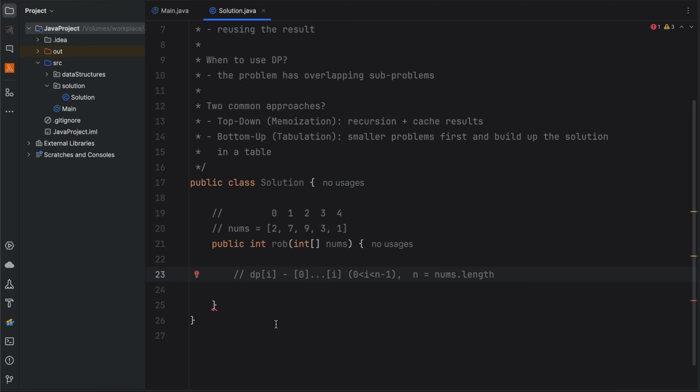Let's say that we know this solution, and let's think about how we can use it. Let's say that we know the solution for the smaller i's. Let's say that we know what dp of i minus 1 is and what dp of i minus 2 is. Let's say we know these values.